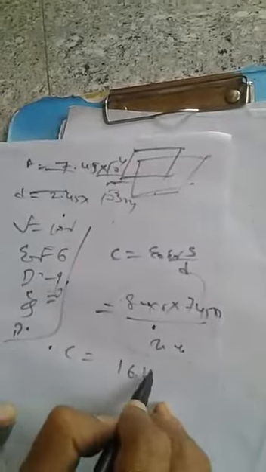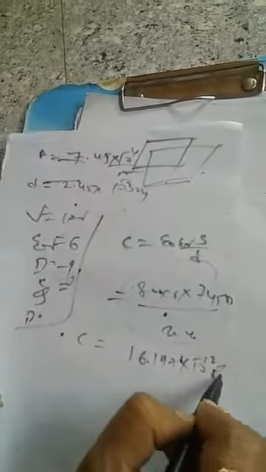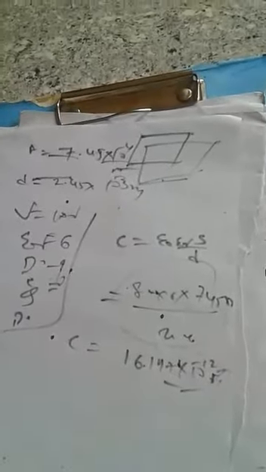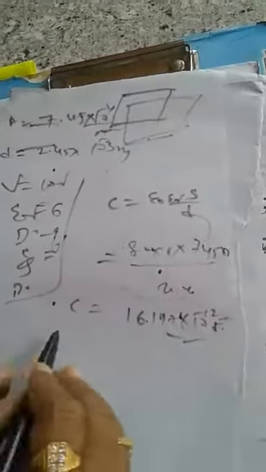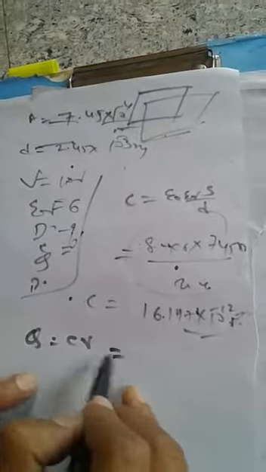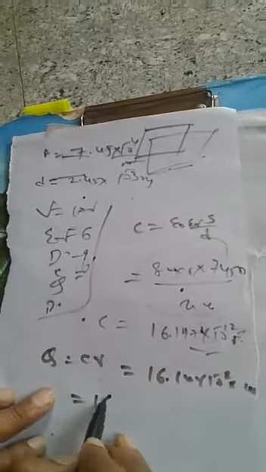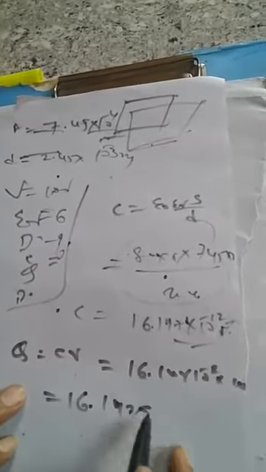Substituting these values, we get the C value equal to 16.147 into 10 to the power minus 12 farad. Now the charge stored, Q, is equal to C into V. The C value is 16.147 into 10 to the power minus 12, and the voltage is 10, so this will be 16.147 into 10 to the power minus 11 coulomb.